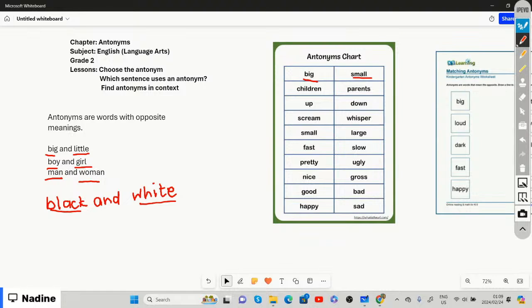Right and left is correct. Or you can even say right and wrong. Then we have children, and the opposite of children is parents. So it's either you're a child or you're an adult or a parent. And like we said, it's up and it's down. So it's either you're screaming or you whisper.